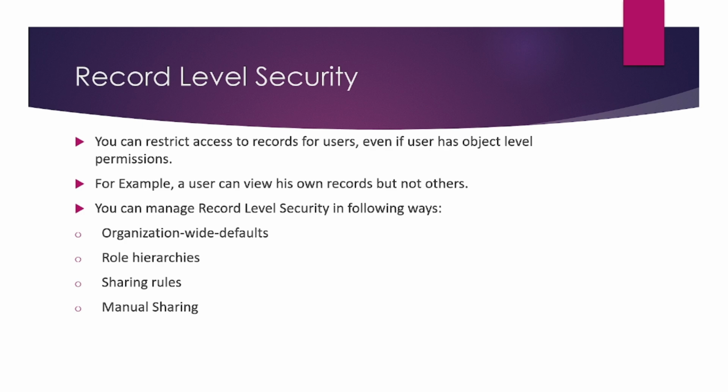Okay, we can manage record level security in the following ways. How are we going to manage our record level security? Using these four concepts. First one is the OWD, organization wide defaults. Second one is role hierarchies. Third one is sharing rules. And last one is manual sharing. We will see one by one.